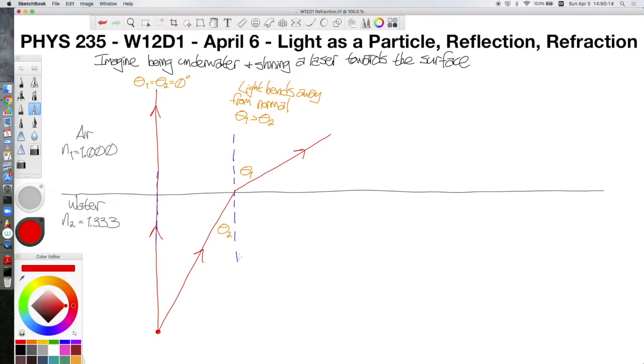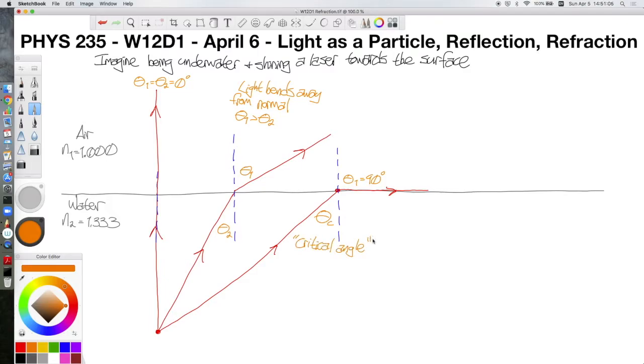Well, at a certain point, we're going to reach a very specific angle of incidence here. At a certain point, we're going to reach the angle where we're going to give this angle within the water a very special name in a second here, but such that our outgoing ray is parallel to the surface of the water. So here, theta 1 is going to be 90 degrees. And when the outgoing ray is at 90 degrees, the incoming ray is called the critical angle.